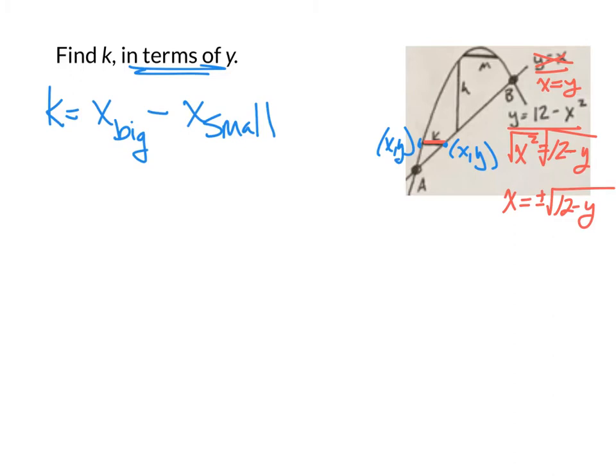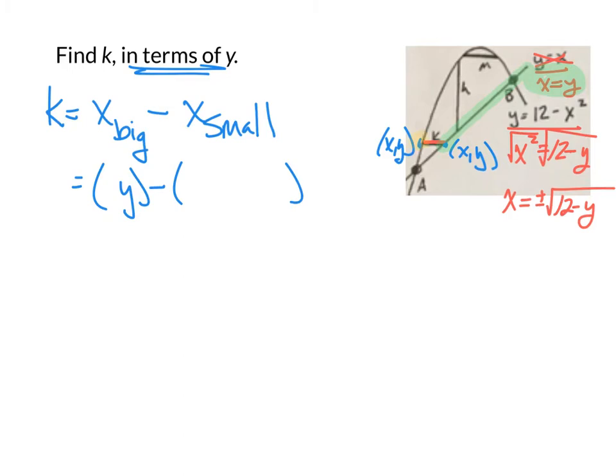K is, remember, going to be the bigger x coordinate minus the smaller x coordinate. So when we're talking about 2 points that are arranged horizontally, their y coordinates are the same, but the bigger x coordinate is going to be the one that's to the right. So we take the point that's to the right, check out what its x coordinate is in terms of y, and that is going to be just y. Then we're going to subtract off the smaller x coordinate.